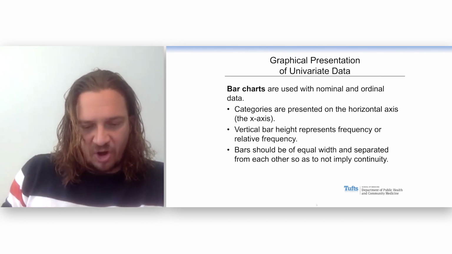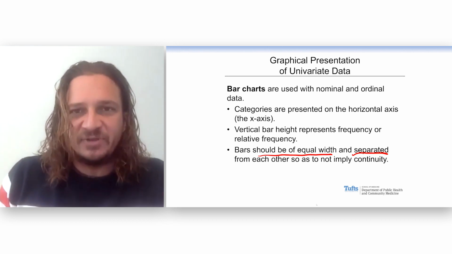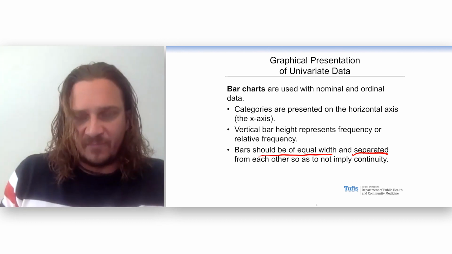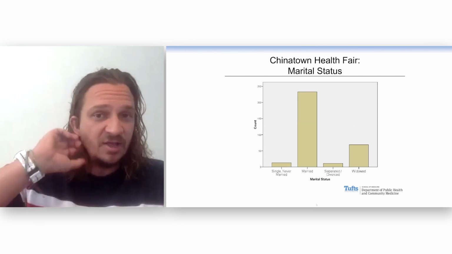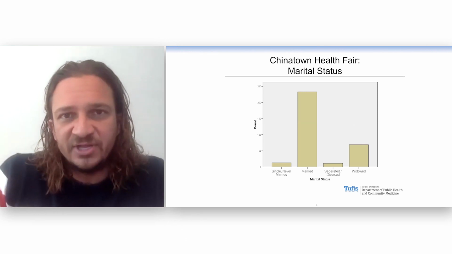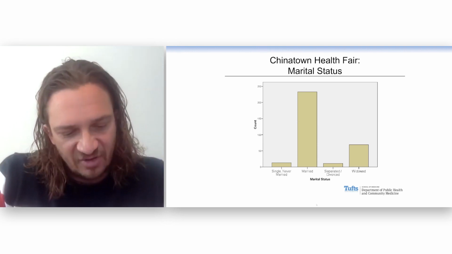In a bar chart, we make bars of equal width, and we put a little tiny space in between each group, so we show that there are not real numbers going on there. Here's a bar chart of the data we just saw, the marital status of the elderly Chinese at the health fair that I ran when I was a student. And what you see here is a count.